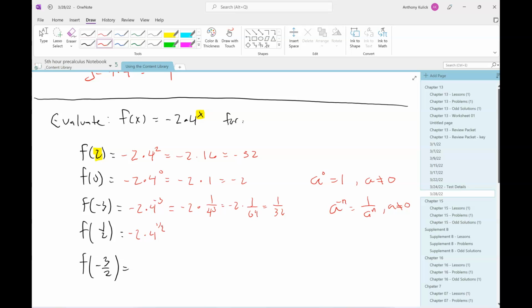Okay, oh, 4 to the 1 half. What the heck does that mean? What does a 1 half exponent mean? We literally just talked about this. You should remember from last year also. Exponent 1 half means square root.